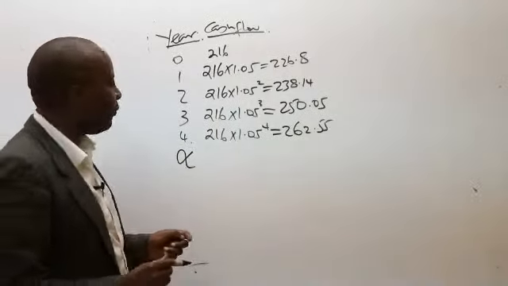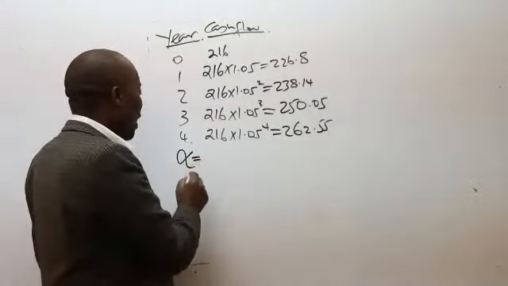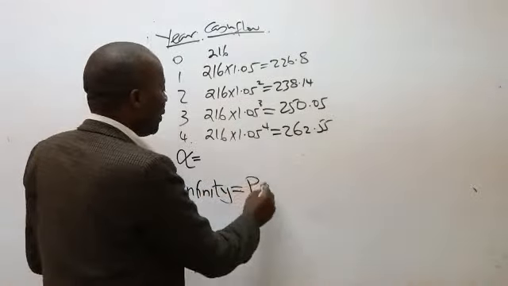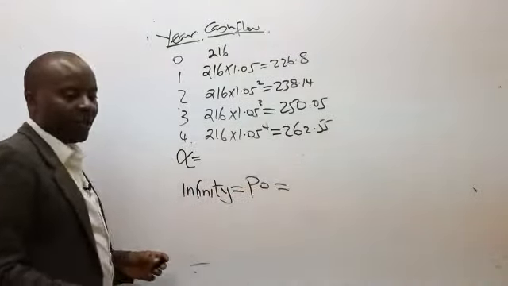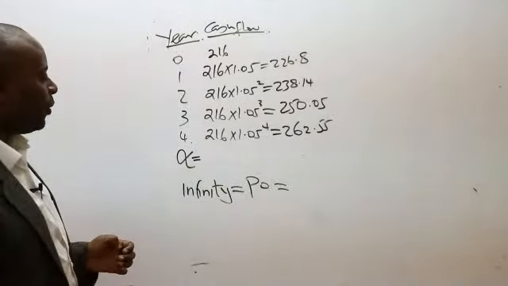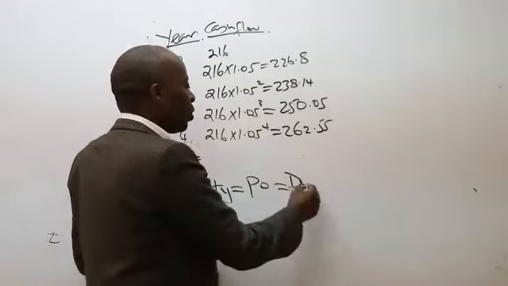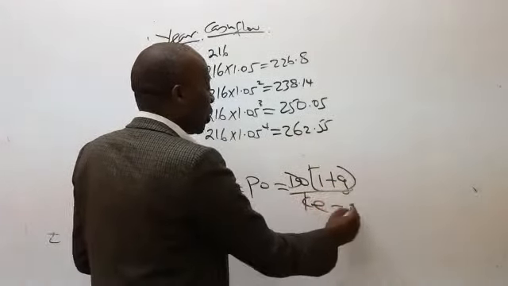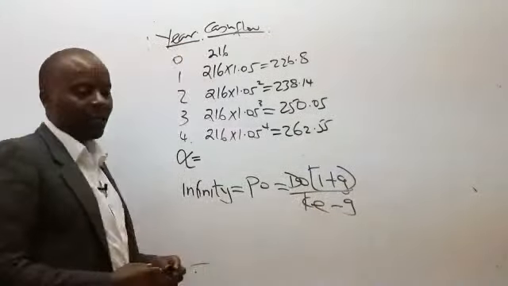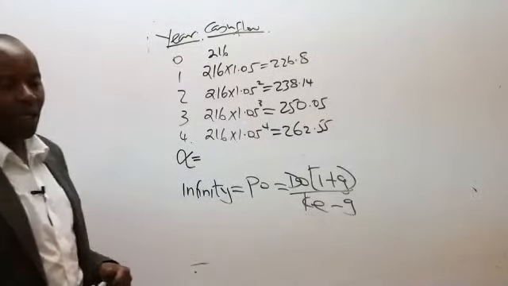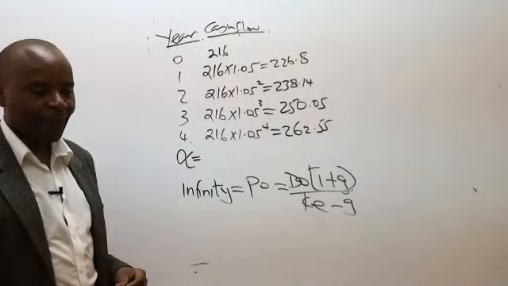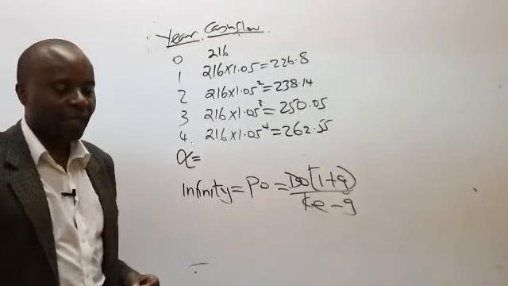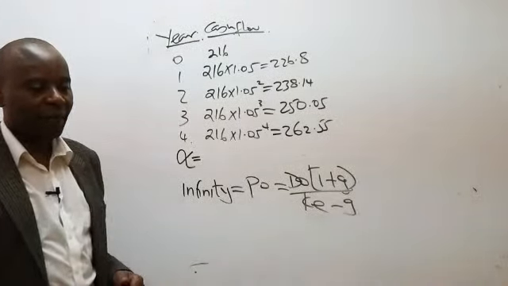We enter into the infinity. The infinity is the one of the terminal value, which will be equal to D0 times (1 plus g), all over Ke minus g.